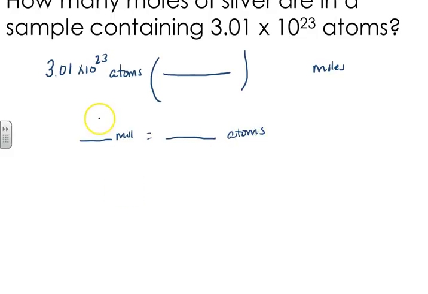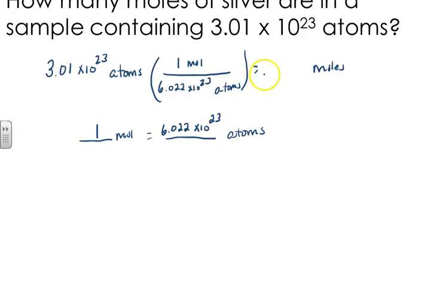Okay. By definition, 1 mole, again, here's mole with 1. All of our conversion factors are going to be in terms of 1 mole, is equal to 6.022 times 10 to the 23rd power. That many atoms, Avogadro's number of atoms. So we want to cancel atoms, so that's going to be 6.022 times 10 to the 23rd atoms, 1 mole.